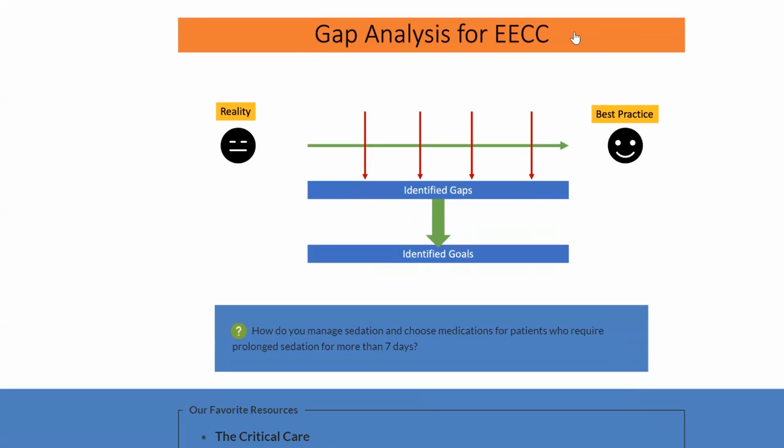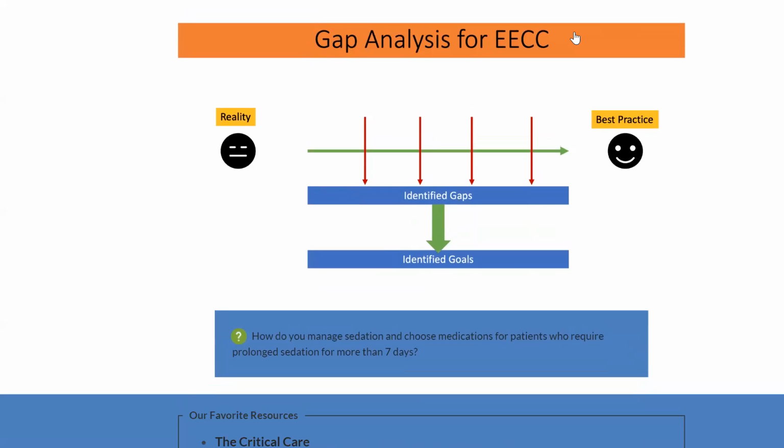So there's something called essential emergency and critical care. It's now analyzing: there's the reality and there's the best practice. So you want to identify what the gaps are. And once you identify those gaps, maybe your gaps could be staffing. You're not adequately staffed, whereby it's ideally supposed to be 1:1.